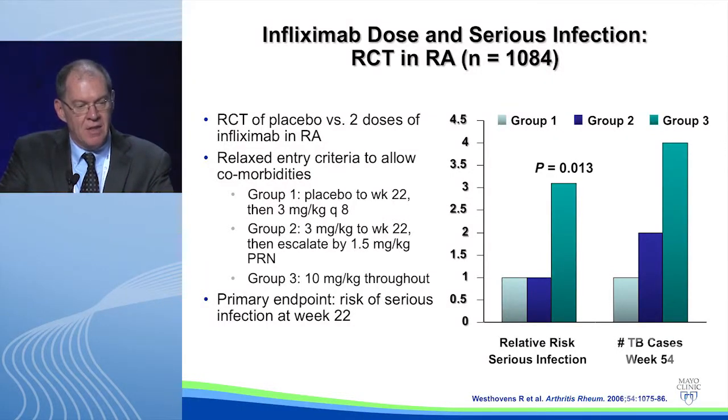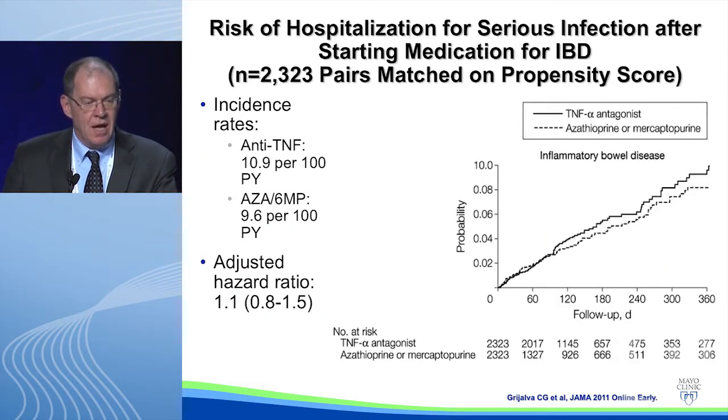This was a study in the RA literature showing that high-dose infliximab increased the risk of serious infection by a factor of 3 and also increased the number of TB cases that occurred. And this was a study that Jim Lewis was involved in, among others. This was looking at a large database of Medicare and Medicaid patients from different parts of the country, showing that both anti-TNF therapies and thiopurines seem to result in increasing risks of hospitalization for serious infections.